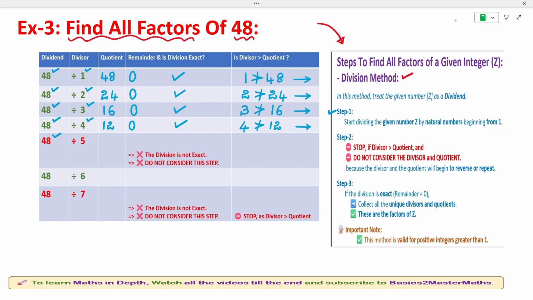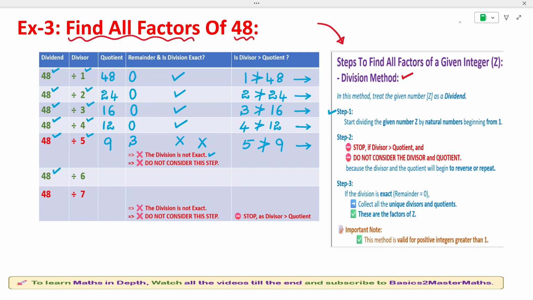When we divide 48 by 5, we get 9 as the quotient and 3 as the remainder. So, this division is not exact, and please do not consider this step. In this case, the divisor 5 is not greater than the quotient 9. So, move to the next step.